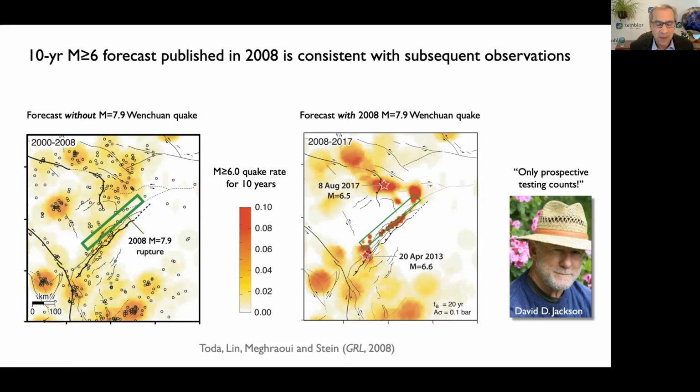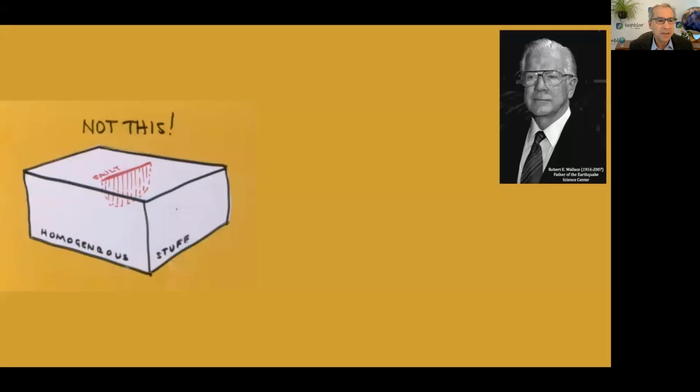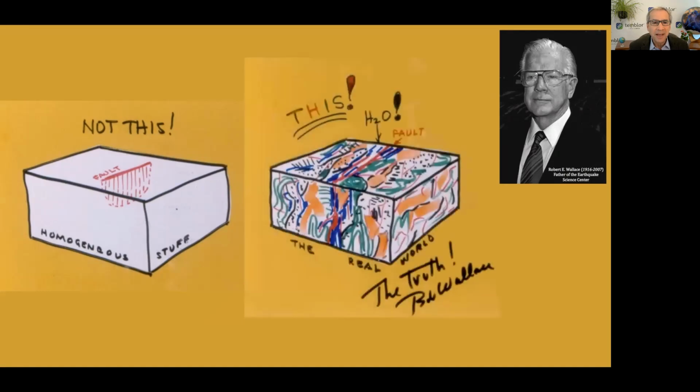Now, another one of my most beloved mentors and advisors was the great Bob Wallace, the father of paleoseismology, the study of ancient earthquakes. And he gently remonstrated me by saying, look, Ross, you know, faults aren't simple planar cuts into a block of rubber. That's not what the earth looks like. It looks like this. And there's all kinds of different rock types. Faults come in all sizes. They're messy, they're grungy, and then you've got water squirting around. Well, that's a lot for me to tackle.